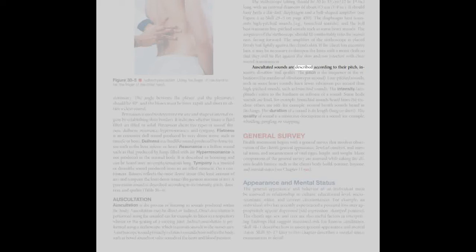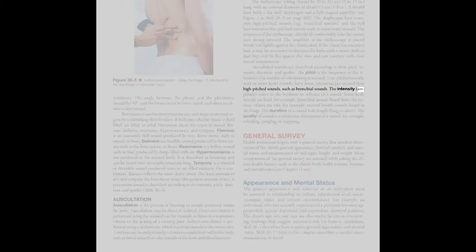Auscultated sounds are described according to their pitch, intensity, duration, and quality. The pitch is the frequency of the vibrations, the number of vibrations per second. Low-pitched sounds, such as some heart sounds, have fewer vibrations per second than high-pitched sounds, such as bronchial sounds.